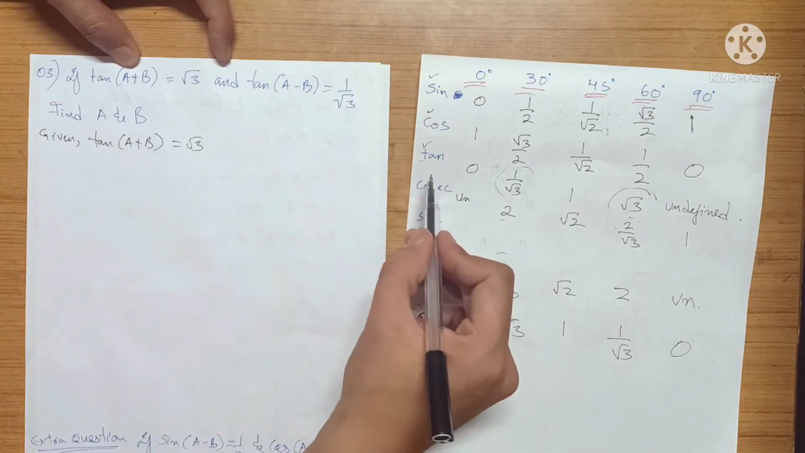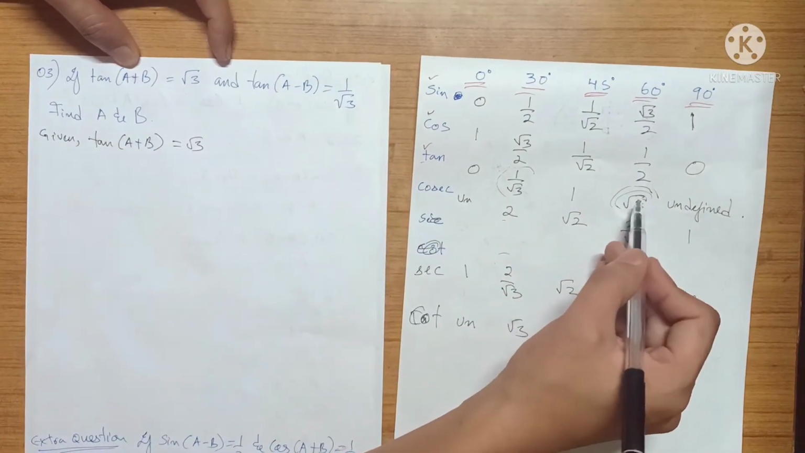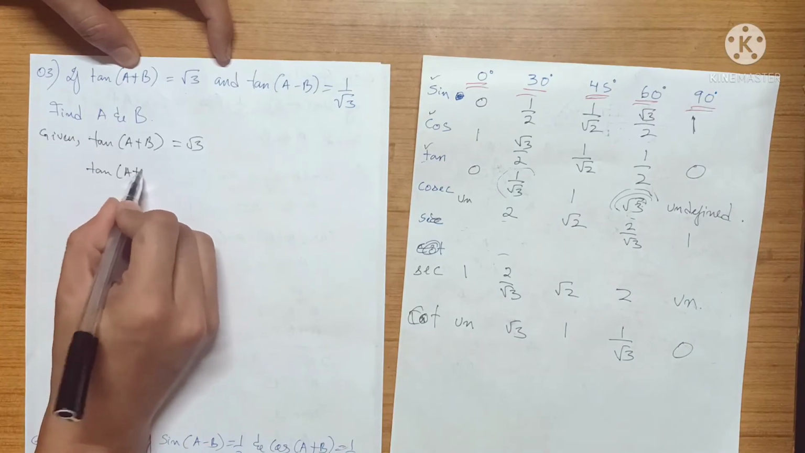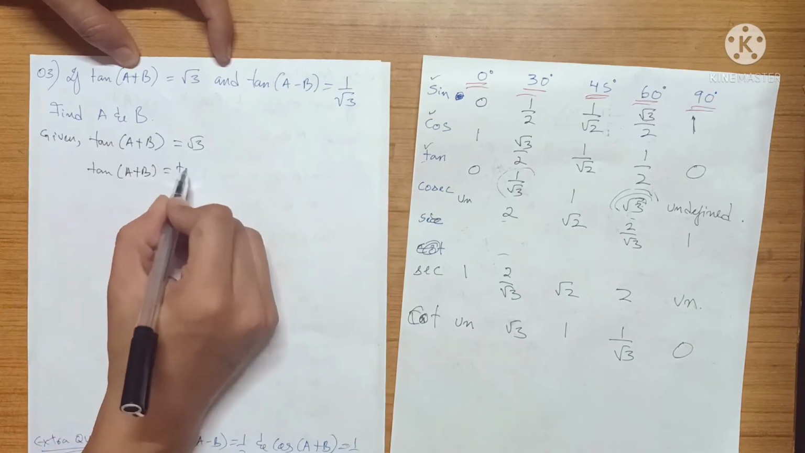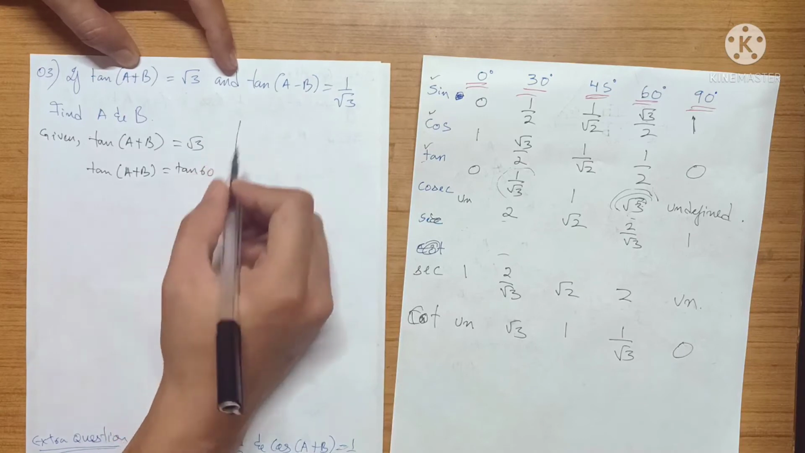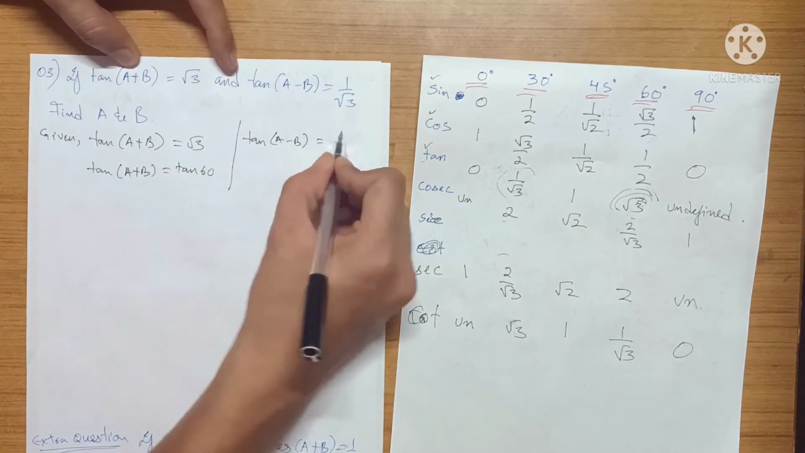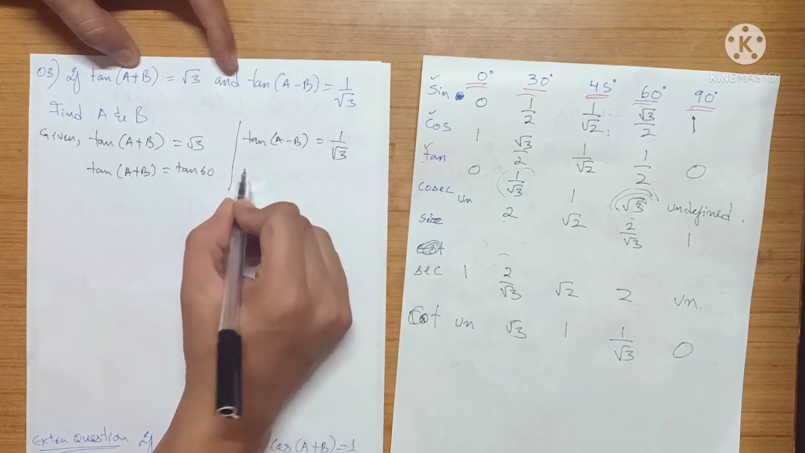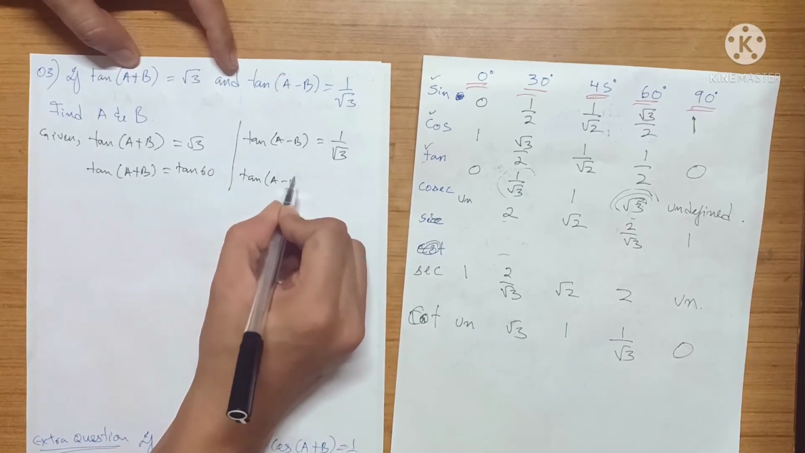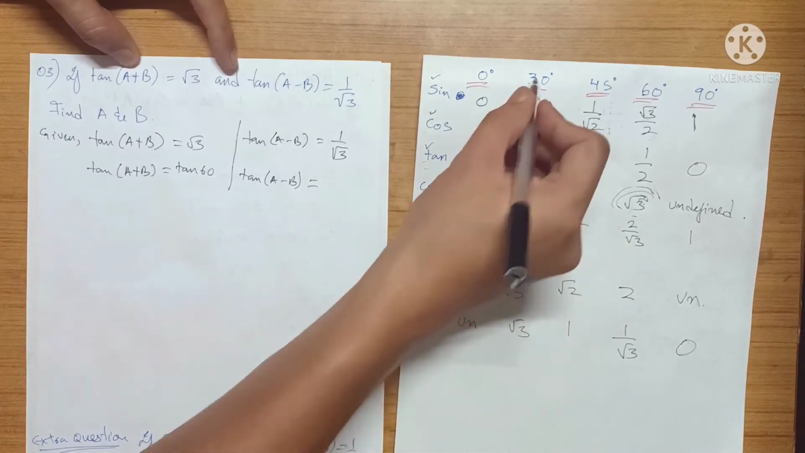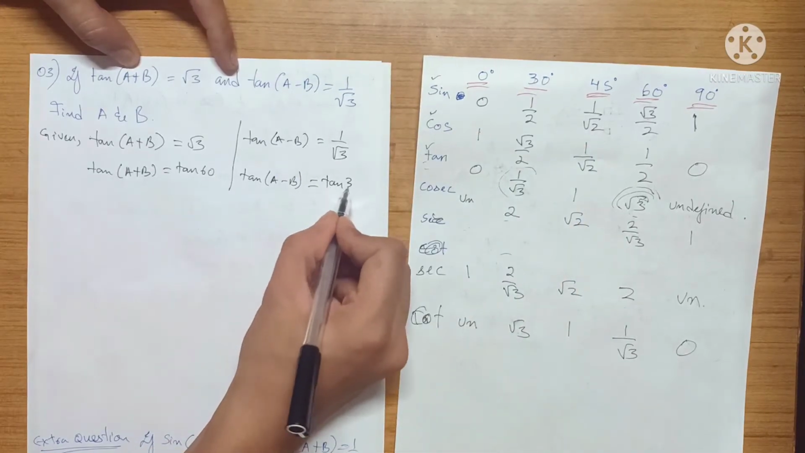But what value of tan is root 3? Root 3 is for tan 60. So instead of root 3, can I write tan 60 or not? Let's do this together, even for this. tan(a minus b) equal to 1 by root 3 is given. So instead of tan, 1 by root 3, the tan value is this one, so it's 30 degrees. Can I write tan 30?